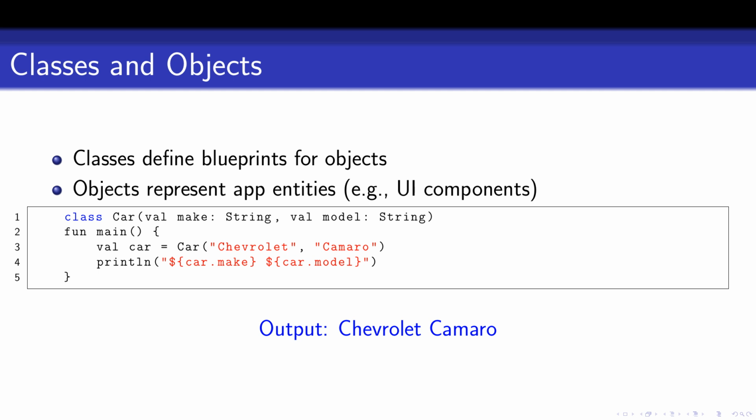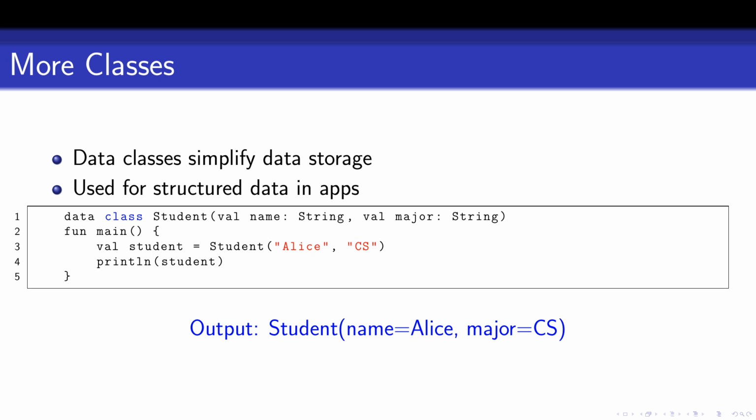Classes define blueprints for objects, representing entities like UI components in apps. The example creates a car object with make and model properties, printing Chevrolet Camaro, showing how classes model real-world objects in mobile app development. Data classes in Kotlin simplify storing structured data, like user profiles in apps. The example creates a student object with name and major, printing its properties automatically, highlighting how data classes reduce boilerplate code for app data models.